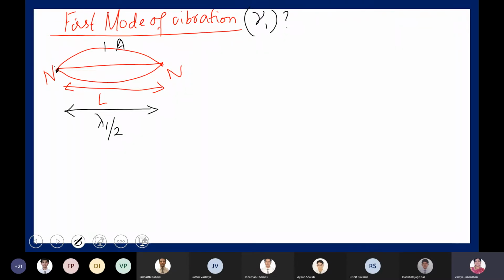Now look at this. Between two nodes, the distance is half of the wavelength. So then what is L? L becomes equal to lambda 1 by 2. Or what is lambda 1? It is 2L. Correct, boys?